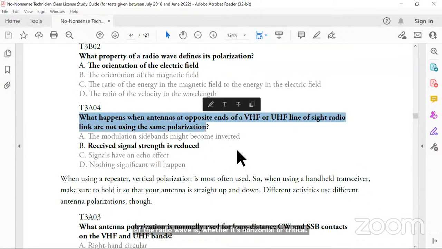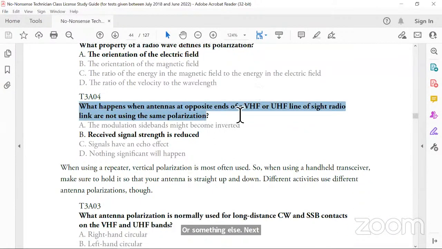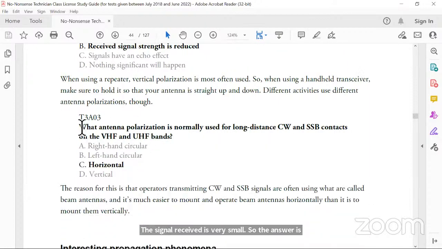Next question. What happens when antennas at opposite ends of a VHF or UHF line of sight radio link are not using the same polarization? So we show that diagrammatically. We show that when they are in fact polarized in the same plane, you get maximum signal. But if one is not, it's opposite, you have horizontal and vertical, the signal received is very small. So the answer is received signal strength is reduced.